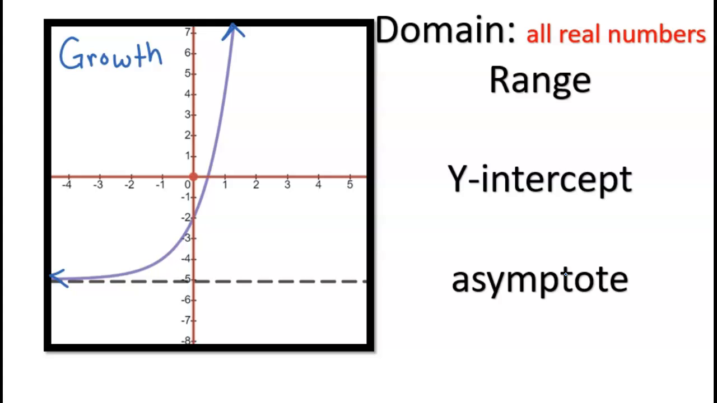Before we do the range, I'm going to do the asymptote. This dotted line is the asymptote. As we go farther and farther out this way, the exponential would get closer and closer to this asymptote line. Well, where is this asymptote line? It is a horizontal line with zero slope. The equation for this horizontal line is y equals -5.